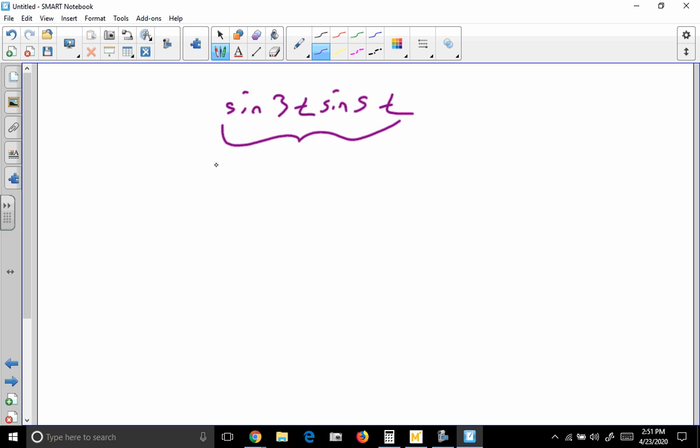And there's a trig identity that says if we have sine of an angle times sine of another angle, that is equivalent to 1/2 cosine of the angle subtracted. Now, it doesn't matter which order we have this in. We could have put the 5 first and the 3 second, since that's a product. So if we subtract those, let's say 5t minus 3t, minus cosine of the angles added, 3t plus 5t. So that's 8t.